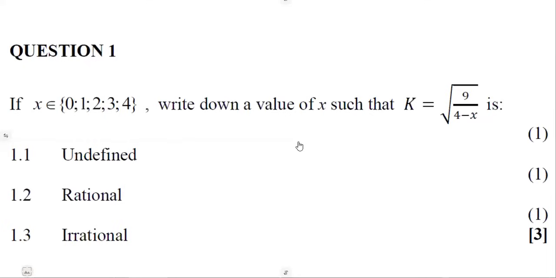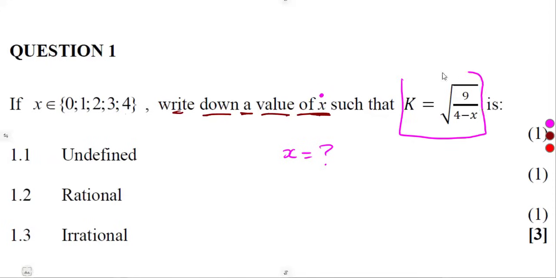On question number 1, it was a simple question, but we need to understand the question. The question is, if X is an element of these values that we are given, we are only given from 0 up to 4. That's 0, 1, 2, 3, and 4. So they are saying, for these values of X, write down a value of X. The answer is supposed to be, what is the value of X, such that K is equal to this part.